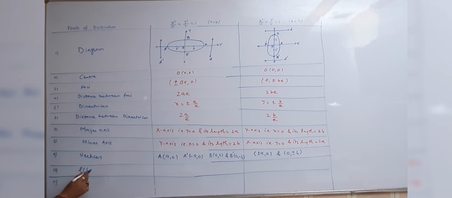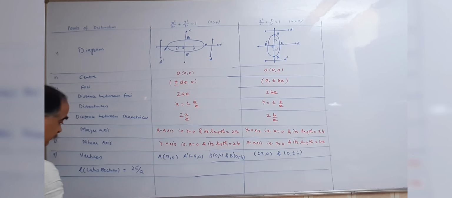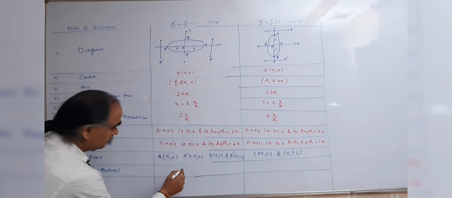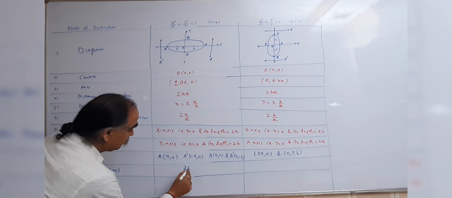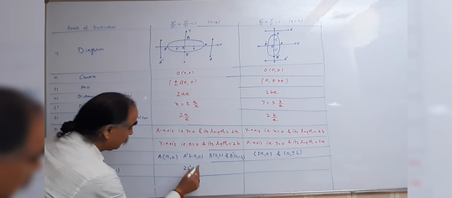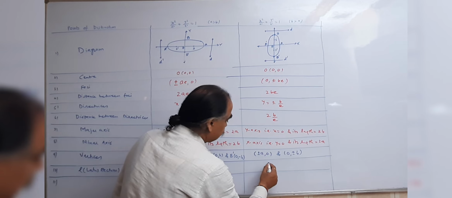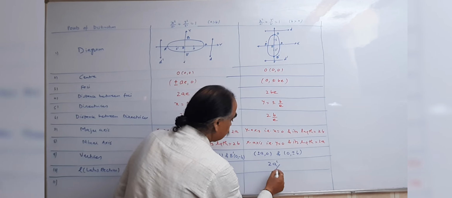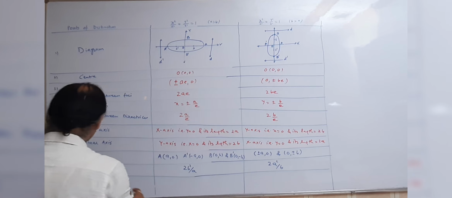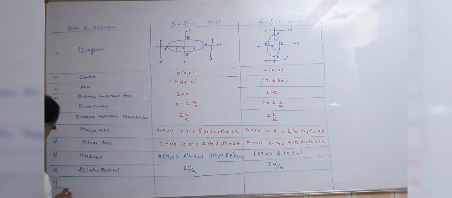Length of latus rectum is 2b square by a. Whereas here it is 2a square by b.